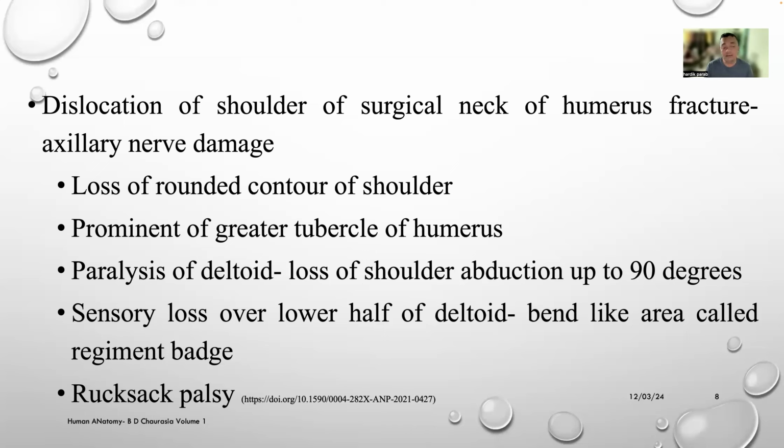Here you can see rucksack palsy. A rucksack is what army people carry on their shoulder in a bag, carrying somewhere around 15 to 20 kilos of weight. In that case, there are chances of developing axillary nerve damage. Even the musculocutaneous nerve can get involved, and the nerve to serratus anterior can also get involved. So in this situation, the patient will have not only the deltoid paralyzed, but at the same time the biceps and serratus anterior will also get paralyzed. So here you will see in the patient that they have deltoid paralysis, which is called rucksack palsy.